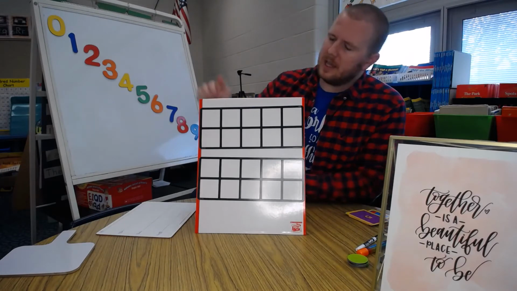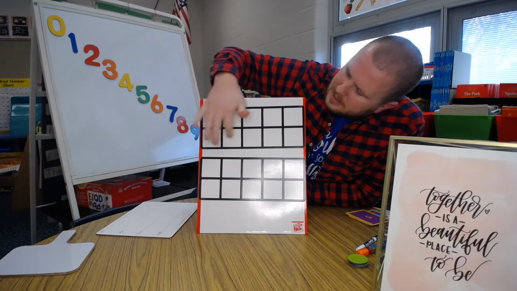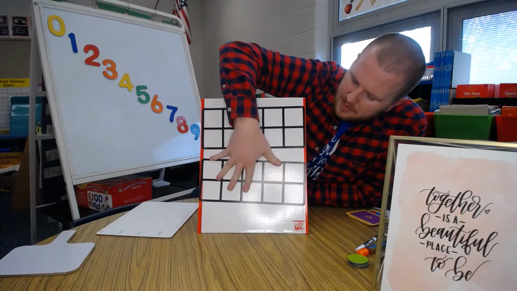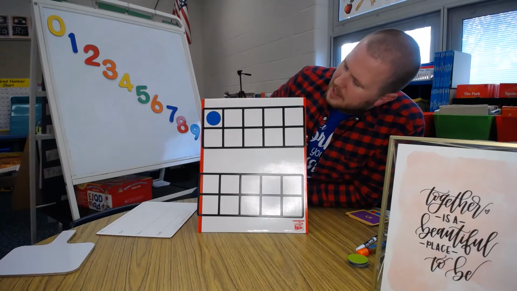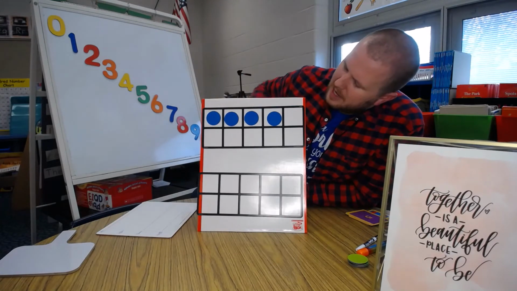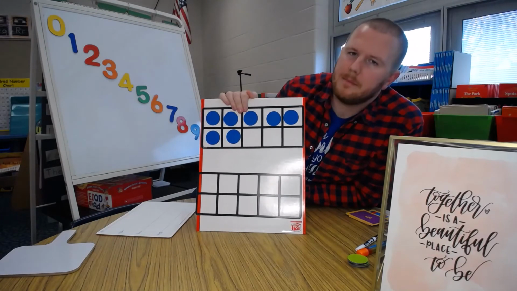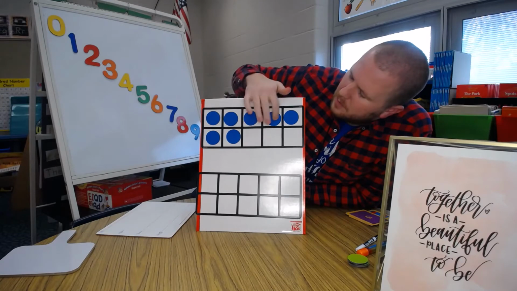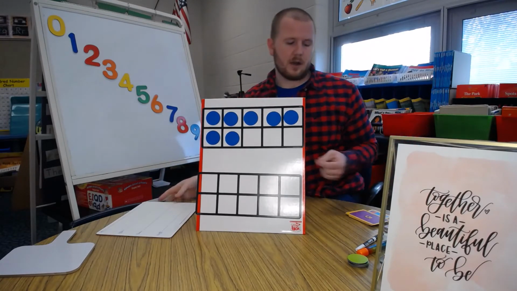So we have 10 spaces in each of these frames. So we have 1, 2, 3, 4, 5, 6, 7, 8, 9, 10. And then we have another 10 down here. So as I'm putting these in, I can use them to organize what I have. So if I have, let's say, this many, then I can count 1, 2, 3, 4, 5, 6, 7. And then I can write that number down, which we've already done.